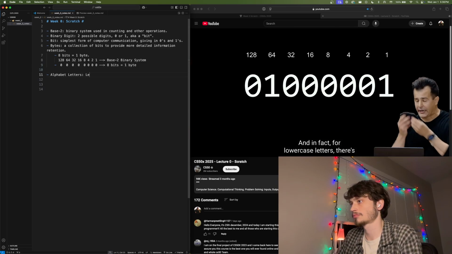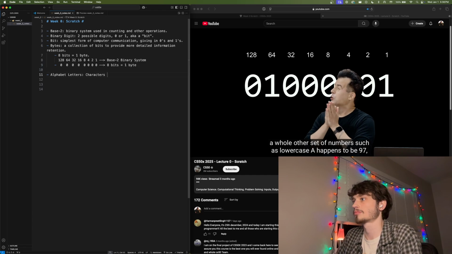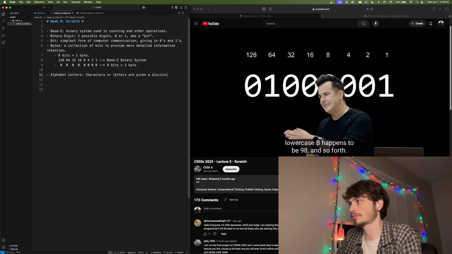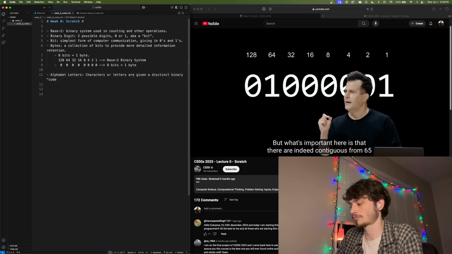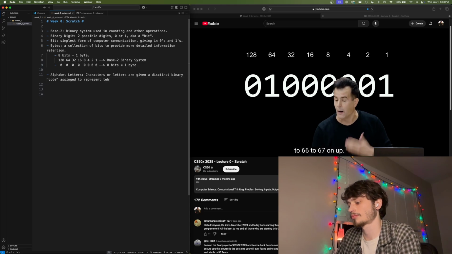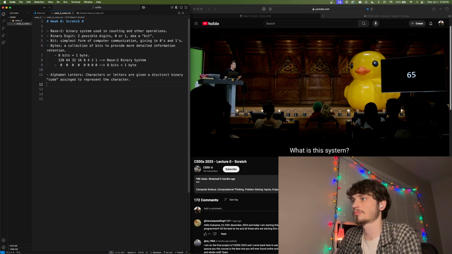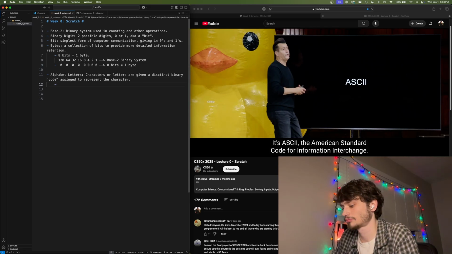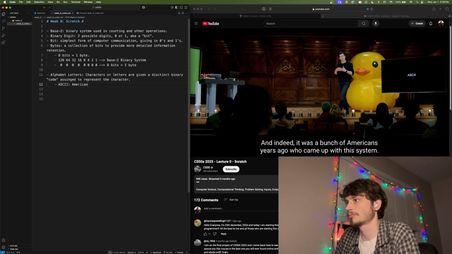And in fact, for lowercase letters, there's a whole other set of numbers, such as lowercase a happens to be 97, lowercase b happens to be 98, and so forth. But again, this is sort of like CS trivia, but what's important here is that they're indeed contiguous from 65 to 66 to 67 on up. That's something we're going to be able to leverage beyond the letter A alone. What is this system? What is this mapping that you yourself proposed? It's ASCII, the American Standard Code for Information Interchange. And indeed, it was a bunch of Americans years ago who came up with this system.